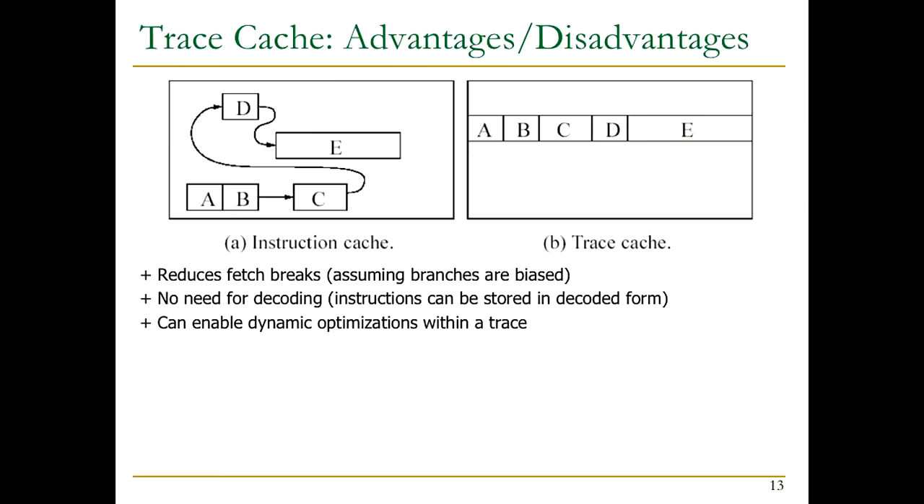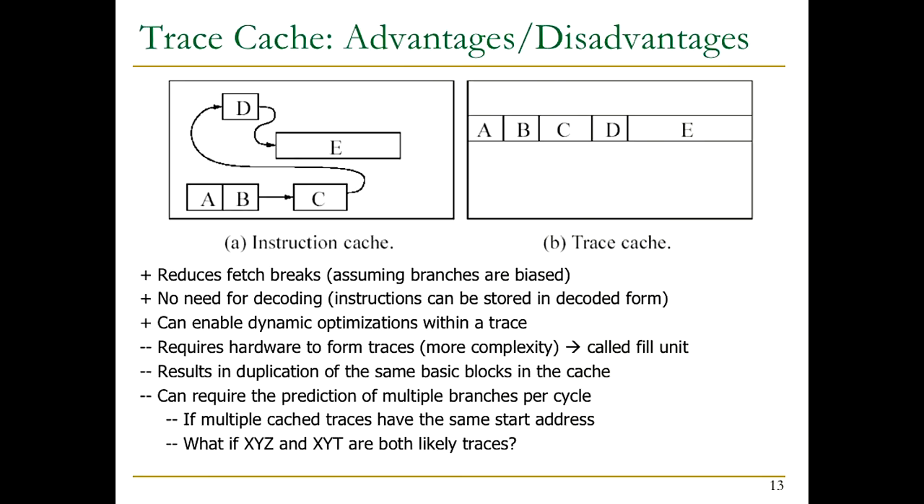There's no need for decoding. Instructions can be stored in decoded form. That's also nice. And you can enable dynamic optimization within a trace, just like you could do in a superblock, with some hardware cost again, right? So you're pushing the complexity into the hardware to be able to do this. We're going to see one example of this in a little bit.